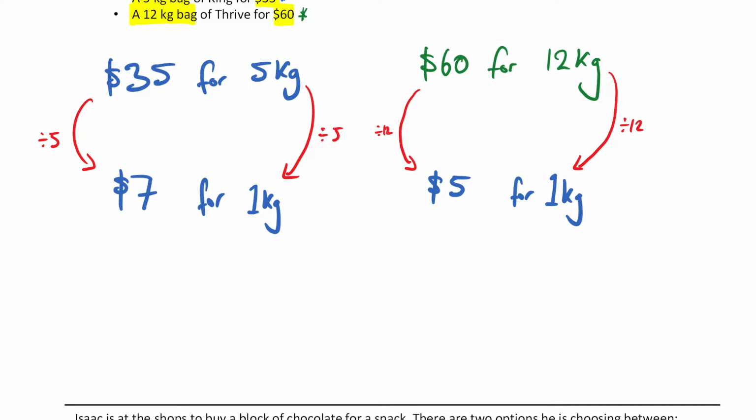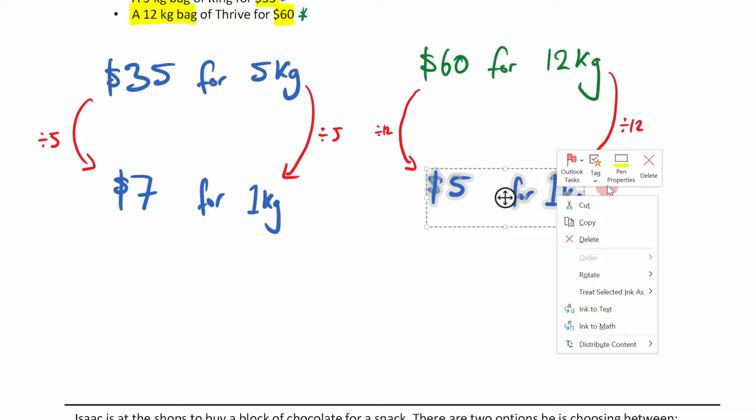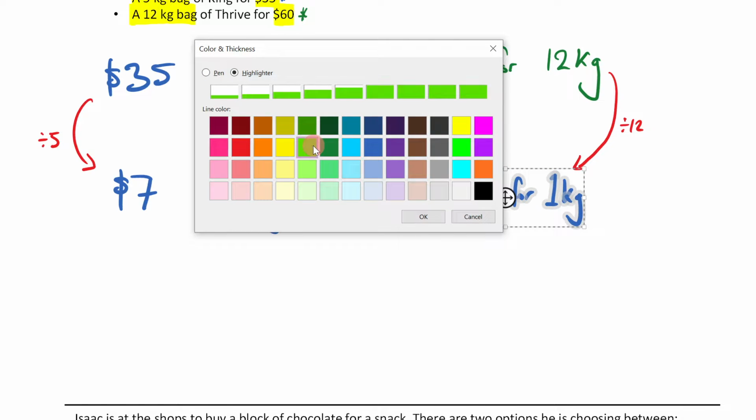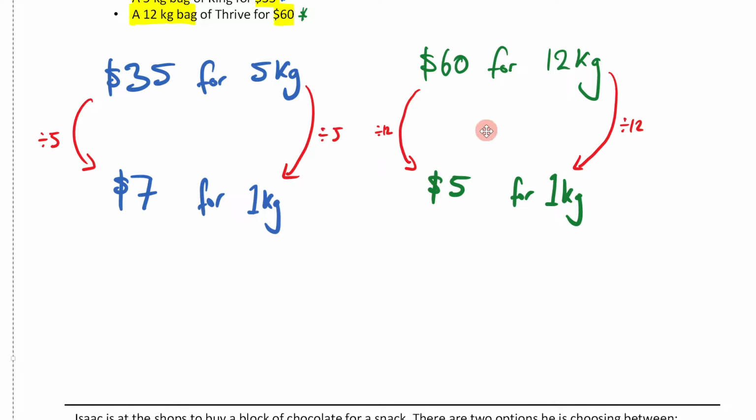So now you got to ask yourself, what's better value for money? Is it... oh, I should have done that in green, shouldn't I? Let's see if I can change it. Pen properties, green. That's a bit of a different green. Let's go with that green. Not exactly the same, but good enough.